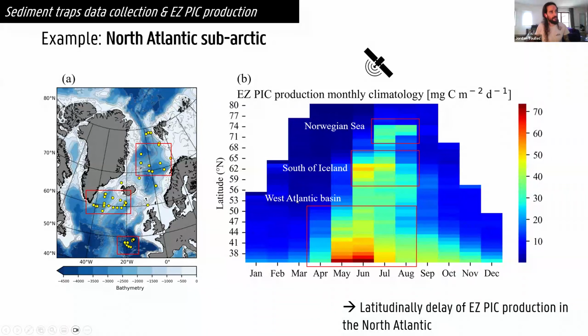So basically, if you compare the West Atlantic basin, south of Iceland and the Norwegian Sea, we observe a delay of PIC production, and also a difference in terms of magnitude. So it means that we have less PIC production in the Norwegian Sea, for example, and it occurs mostly during July and August.